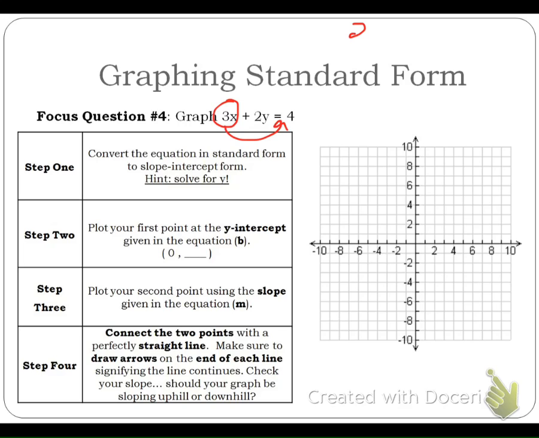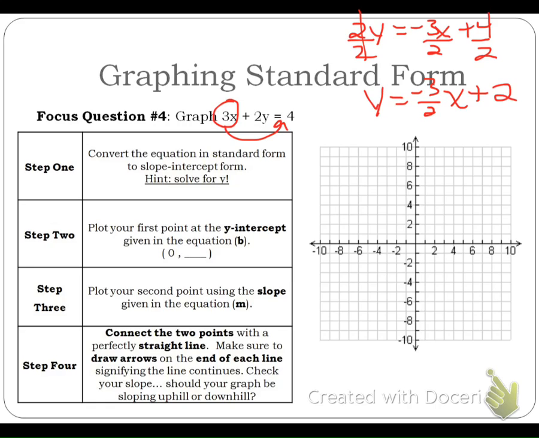So you should have 2y is equal to -3x plus 4. You still have to get y all by itself, so what would you have to do next? Divide by 2. So y should then equal -3/2 x plus 2.